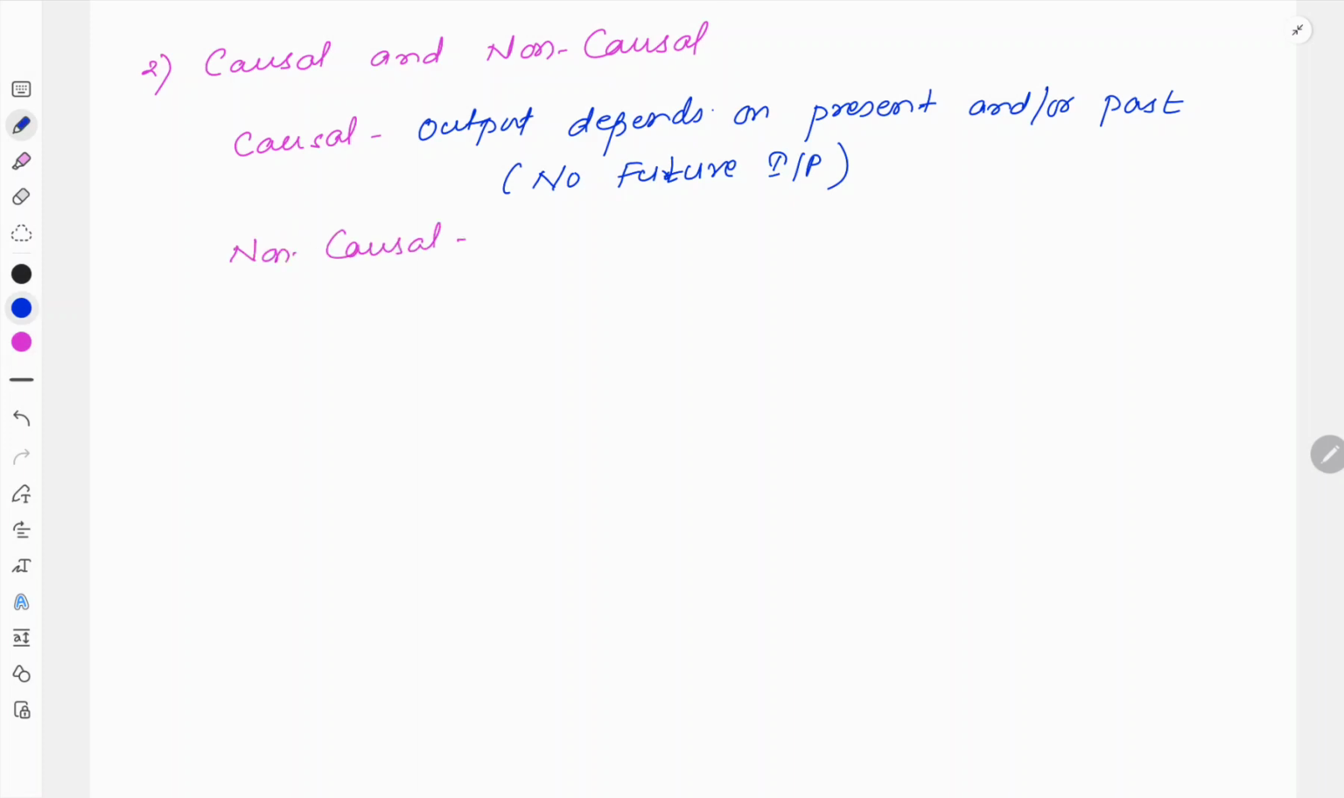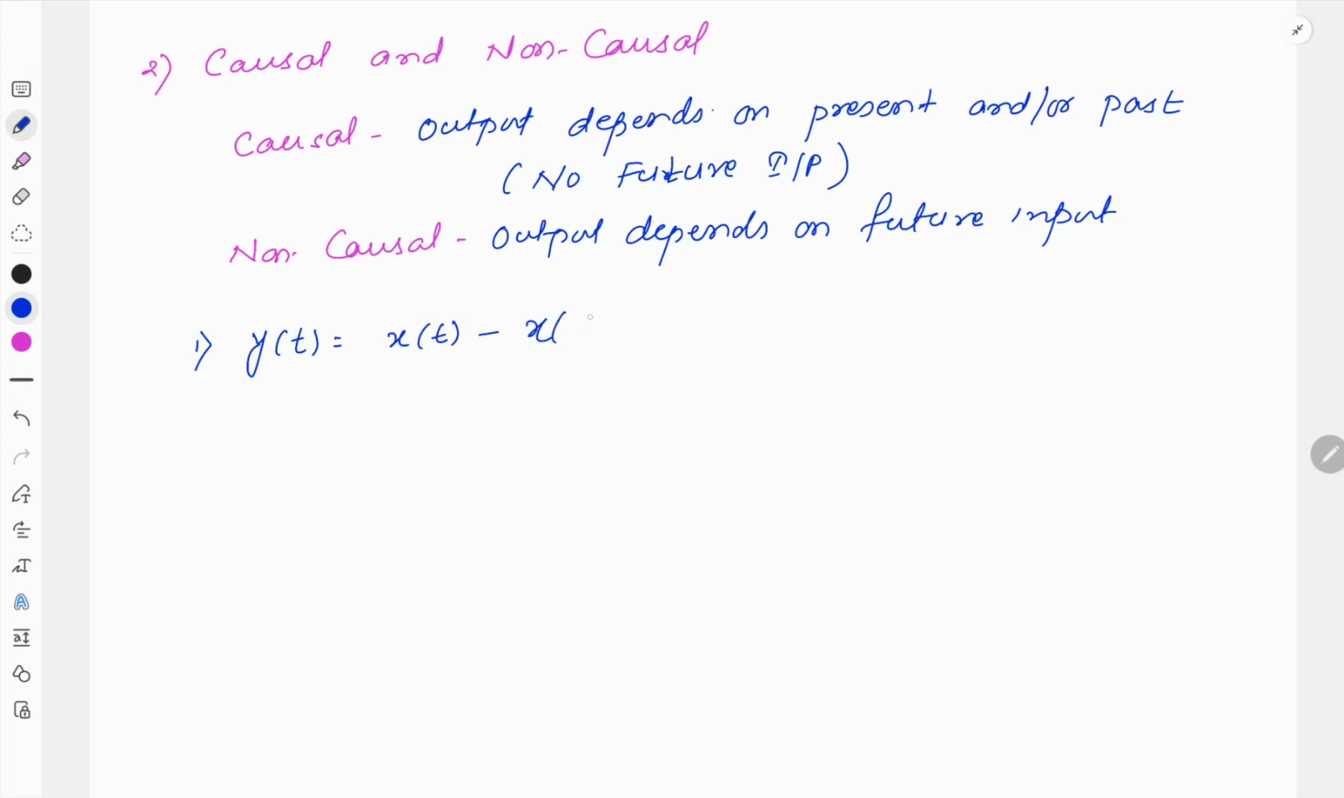So straight away here, output depends on future input. So if we have a future input term in the equation, the system will be classified as non-causal. So let us see some examples. Let's say y of t is equal to x of t minus x of t minus 2.